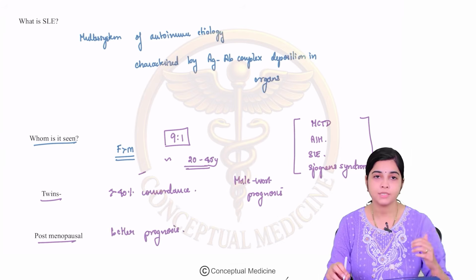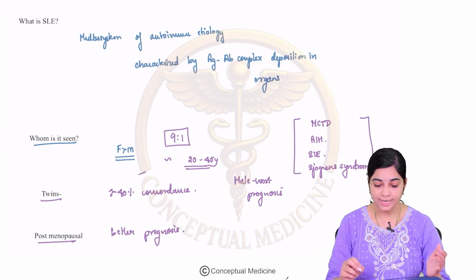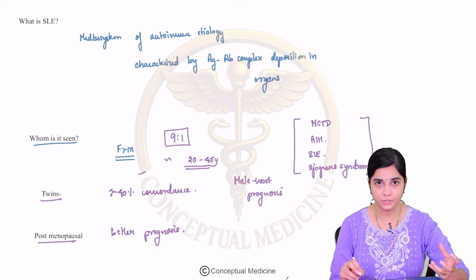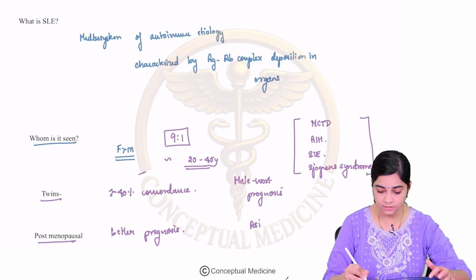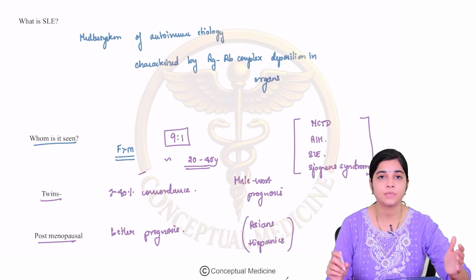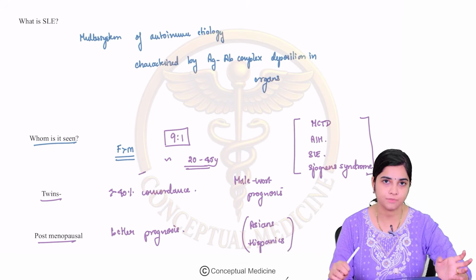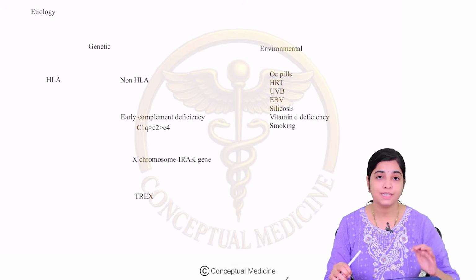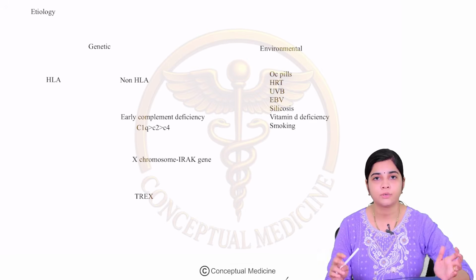So this is about the epidemiology. And in what sort of patients is it seen? It is more common in Asians and Hispanics, which is basically the non-Caucasian population. Alright, clear. So let us look at some of the etiologies for SLE.